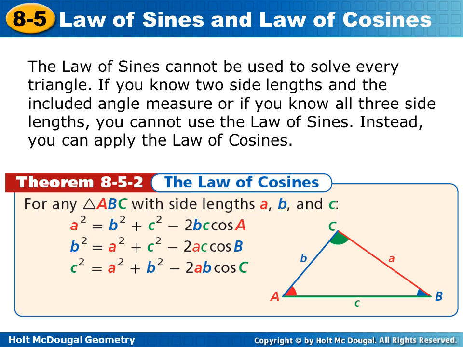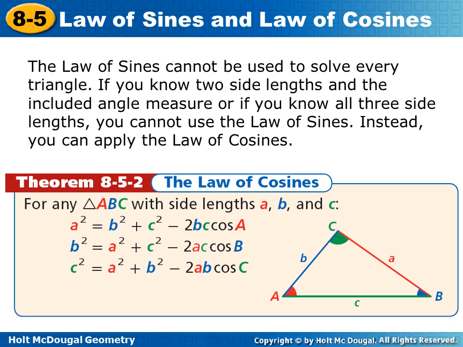For any triangle ABC with side lengths a, b, and c, a squared equals b squared plus c squared minus 2bc cosine A. b squared equals a squared plus c squared minus 2ac cosine B. Or c squared equals a squared plus b squared minus 2ab cosine C. I know that's a lot of information to remember. The way I always remembered it was one side squared equals the other two sides squared minus twice those two sides and the cosine of the angle from the original side that we have on the other side.